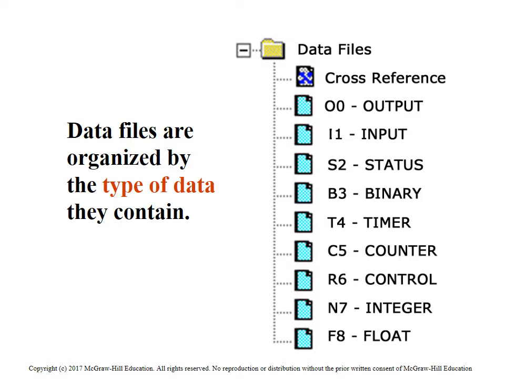So here are the data files. Now this is the 500 series software, so it does address a little bit different than the 5000, and we'll be getting into that. And I think the book does kind of flip back and forth a little bit on some of that information, but essentially it's telling us that there's a data file for outputs, inputs, status, binary, timers, counters, control, integer, and float. So there's a total of 9 separate files for that information.